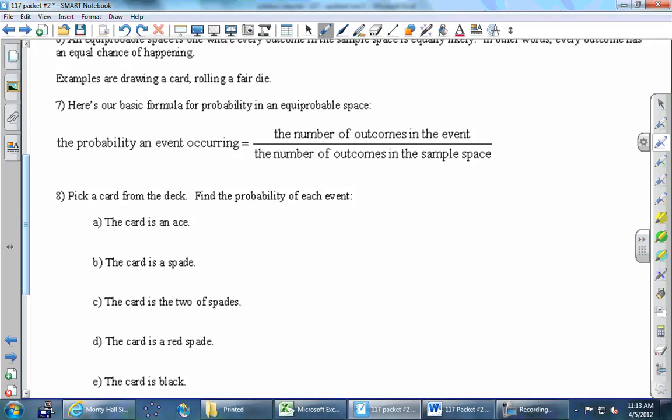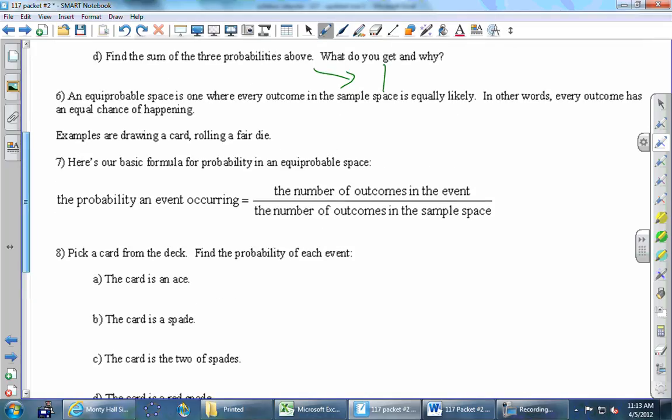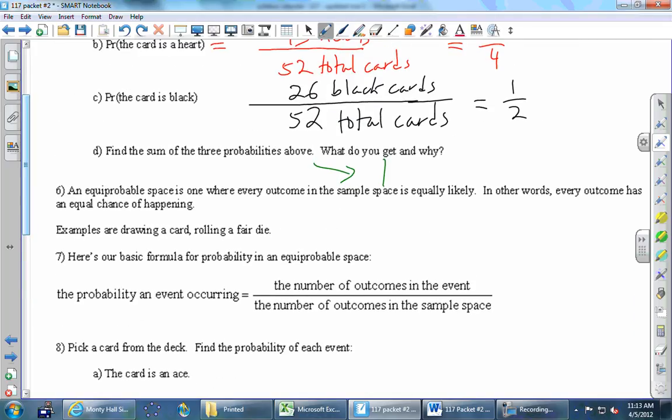Okay, so that right there is exactly what you guys did up above. You didn't need a fancy formula for it. But if we wanted the probability that the card is black, you found the number of outcomes in the event, the number of cards that were black. That's the event. Divided by the number of outcomes in the sample space, that's everything. The total number of cards was 52, 26 out of 52.